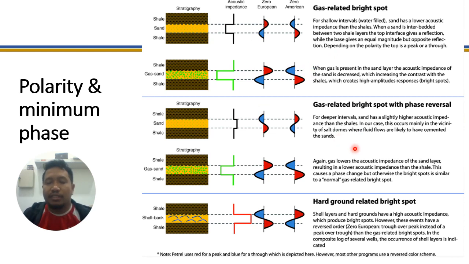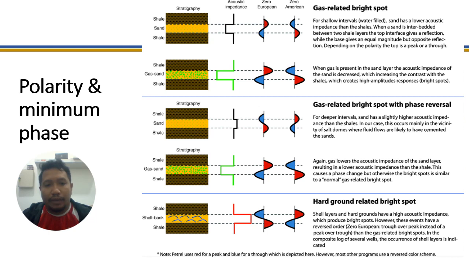However, when gas is present in the reservoir, it again lowers the acoustic impedance of the sand layer compared to the surrounding shales, resulting in a phase change at the gas bearing sand. Similarly, like before, the bright spot is bright because the acoustic impedance of the sand is lower than the acoustic impedance of the surrounding shale, but this one is in the deeper subsurface.